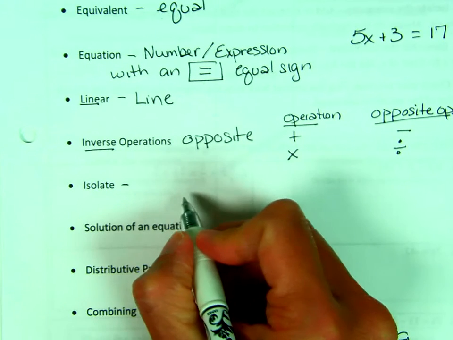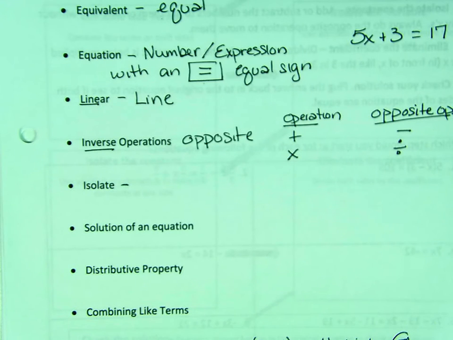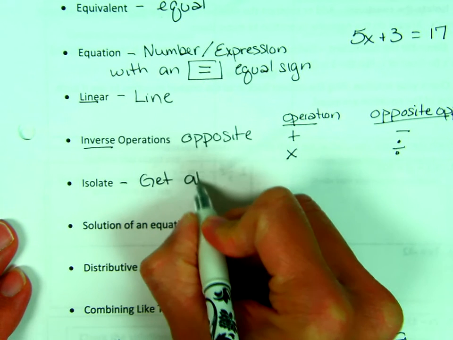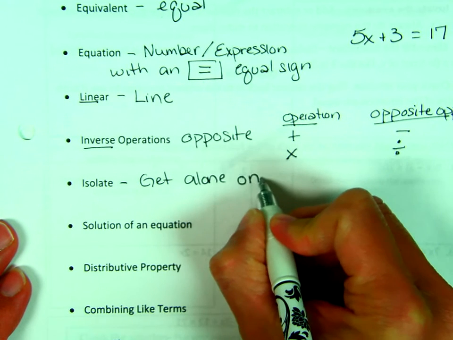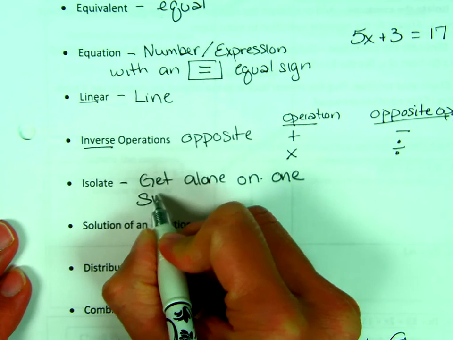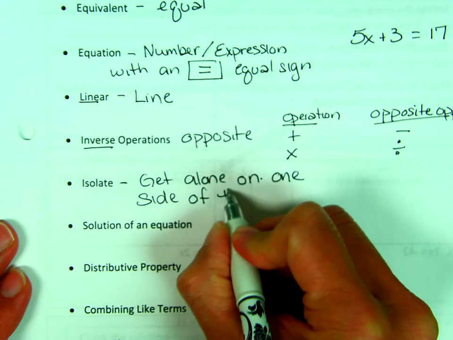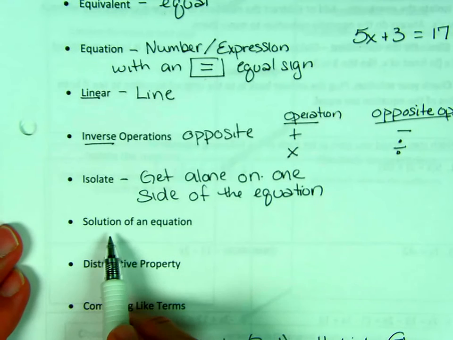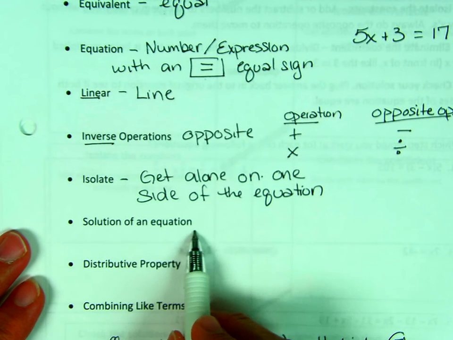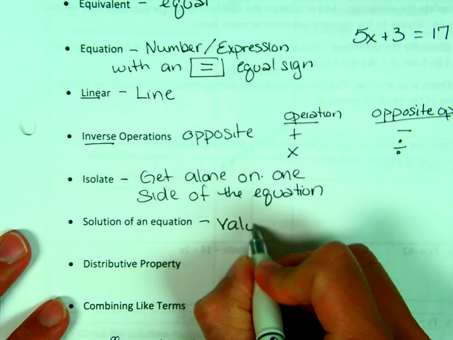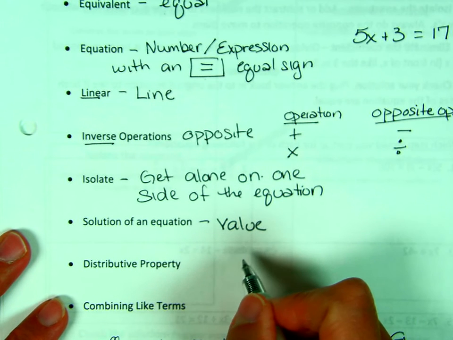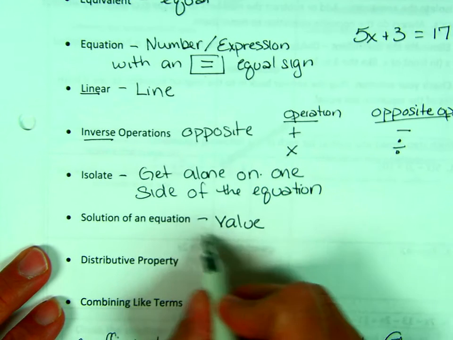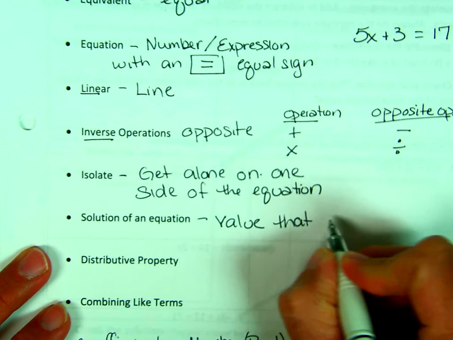Okay, the word isolate, I'm going to say isolate the variable, or isolate the constants. So you need to know that isolate means get alone, and I'm referring to on one side of the equation. All right. Solutions. Solution of an equation. That is the value, and that's a numeric value, it's going to be a number, until we do bivariate equations. But for the most part, it's going to be a value that makes the equation true.